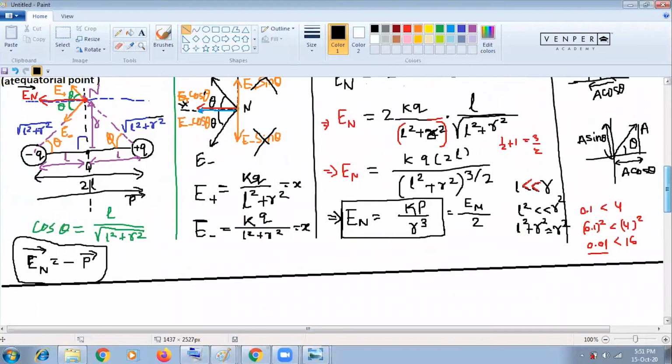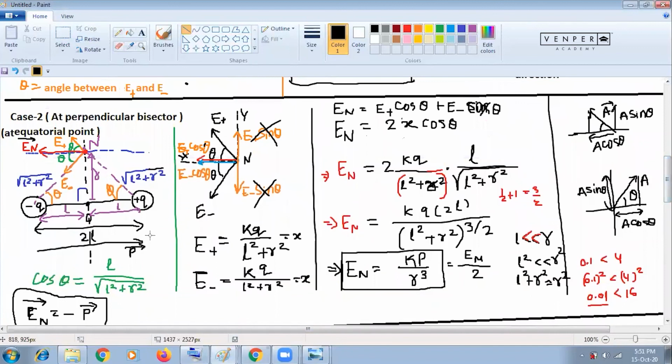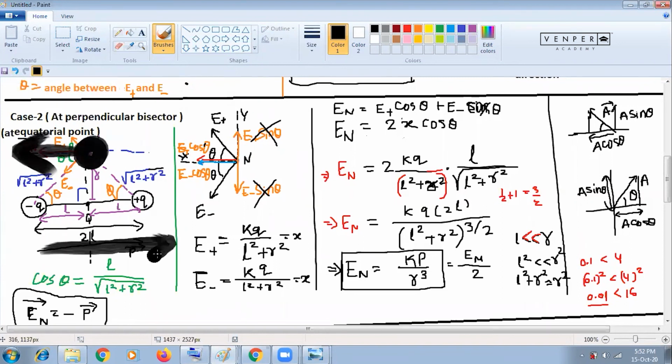You see everyone, here dipole moment is always from minus Q to plus Q. This P vector, whatever you are watching, is always from minus Q to plus Q. But in this particular case, the net electric field at the N point is coming towards left. So that's why you see here dipole moment in this direction and electric field in this direction. So these two are opposite to each other. Okay. Now understanding?